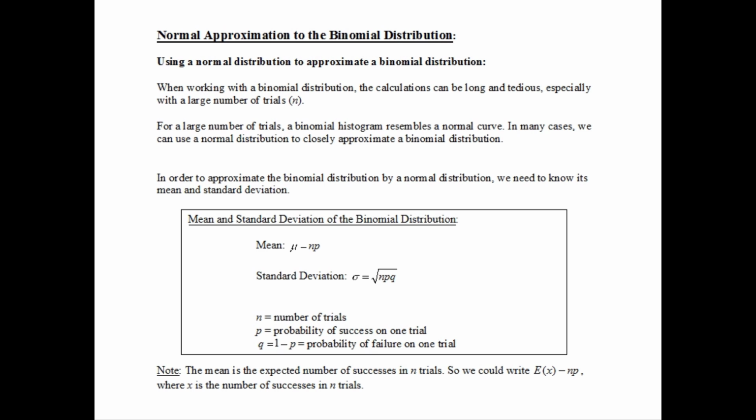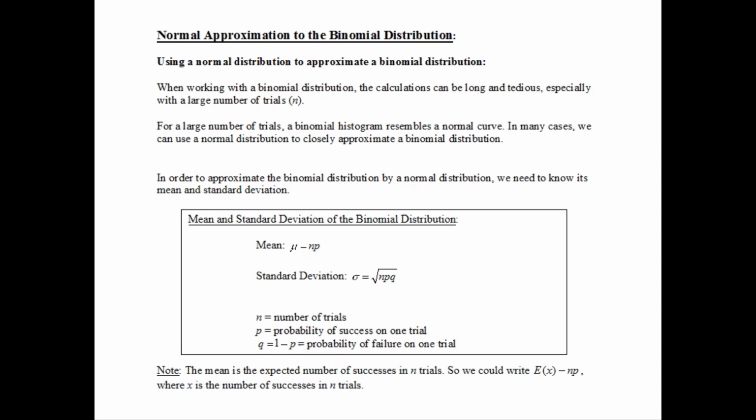Probabilities with the binomial distribution. The calculations can become long and tedious, especially if the number of trials is large. Fortunately, particularly when we have a large number of trials, the binomial histogram resembles a normal distribution, which is easier to work with. We can use it to closely approximate our binomial distribution.